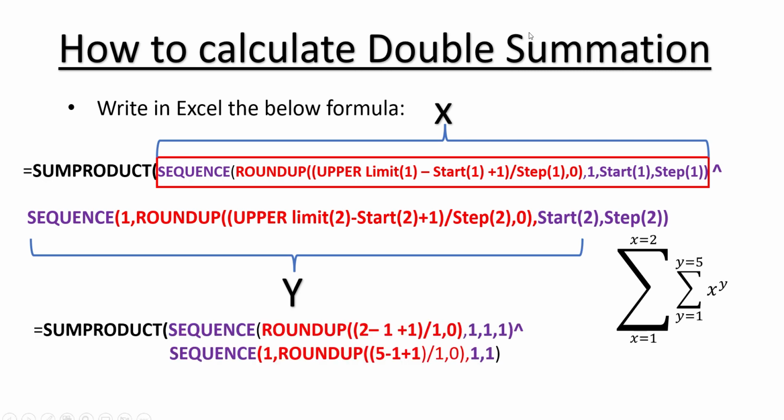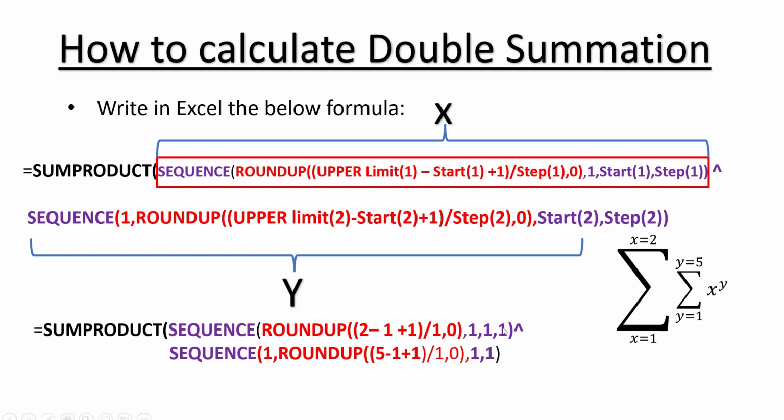So now if we want to put the number, we will use the sum product sequence. Here is x, so round up: the upper limit is 2 minus start 1 is 1, plus 1 on step 1, step 1 is 1, comma 0, close the parentheses, comma 1, then start 1 which is 1, comma step 1 which is 1.